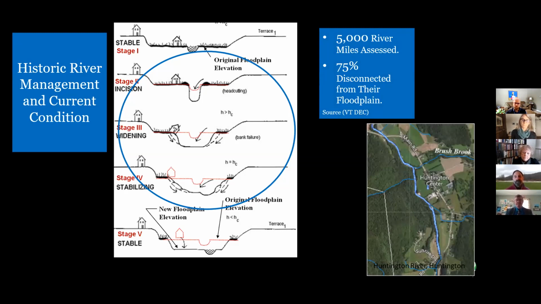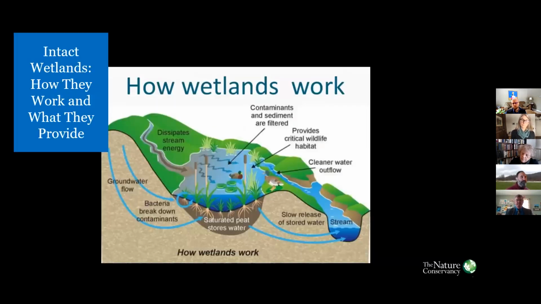So largely as a result of our historic management, our rivers have become steeper and deeper. Now, skiers might think that's a good thing, but if you're a homeowner, if you're a taxpayer, if you're a manager of a public transportation infrastructure, steeper and deeper river channels are not a good thing.